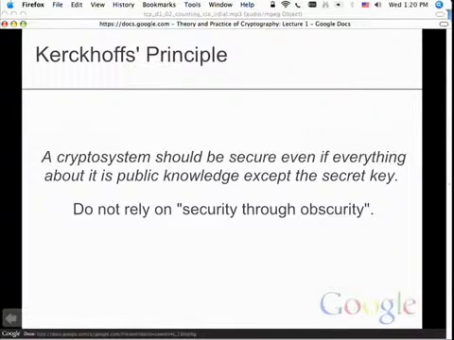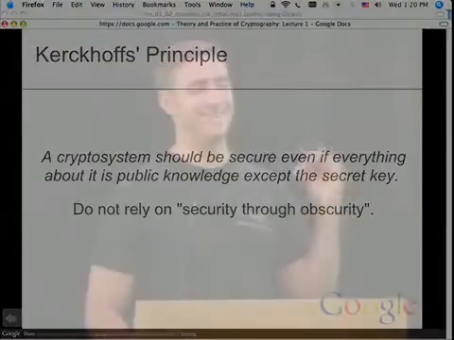So publish your algorithms, and the only thing that security should rely on is a small secret key. And this brings us to one-time pads.